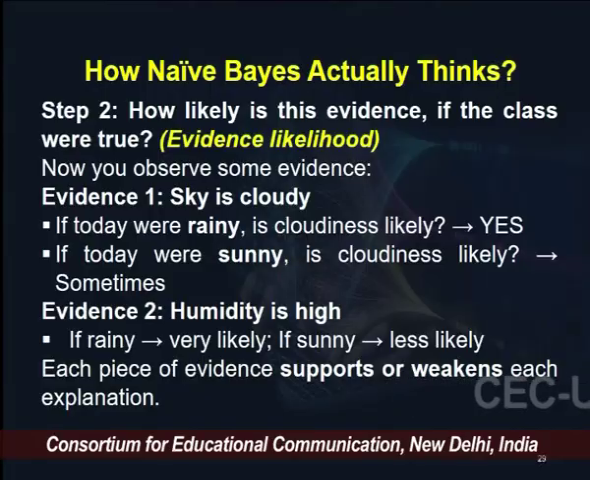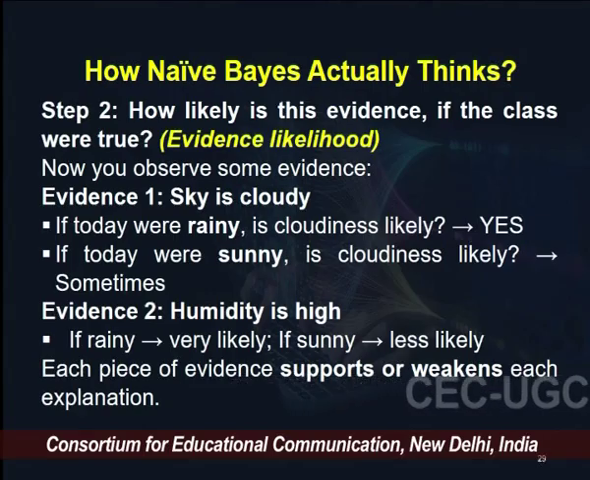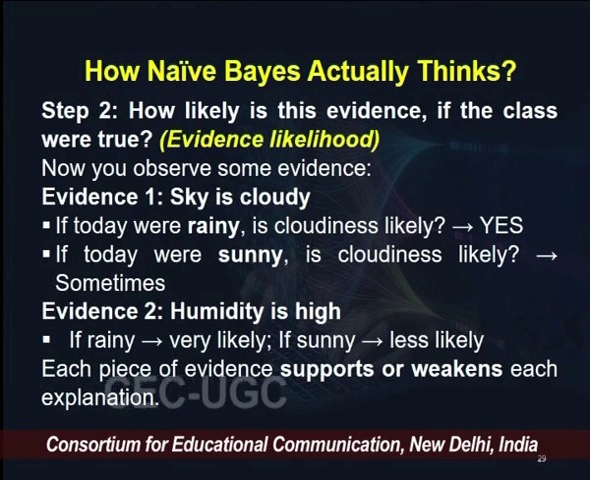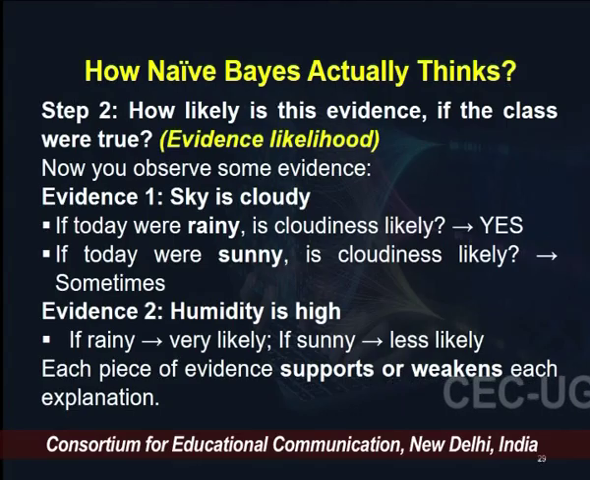Step 2: how likely is the evidence if the class were true? We normally call this the evidence likelihood. Now you observe some evidence. For example, evidence 1 could be the sky is cloudy. If today were rainy, is cloudiness likely? Yes or no could be the answer. If today were sunny, is cloudiness likely? Again you might answer yes, no or sometimes. Evidence 2 could be humidity is high. Is rainy very likely or is sunny very likely? So, each piece of evidence supports or weakens your explanation, right.